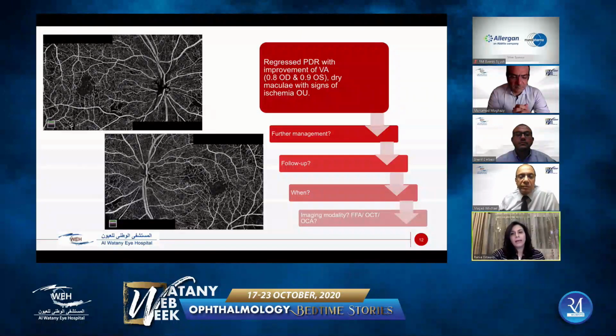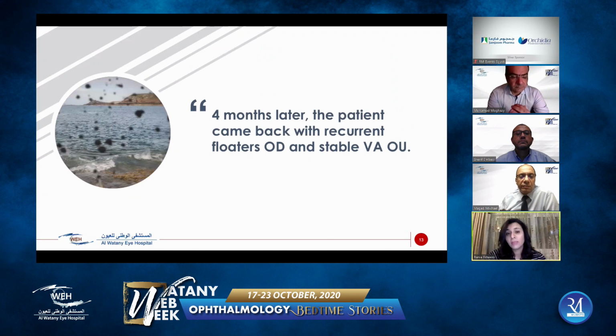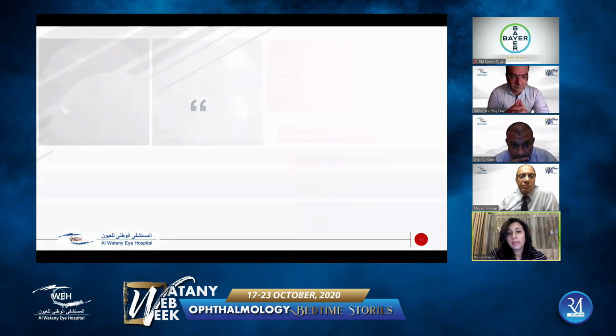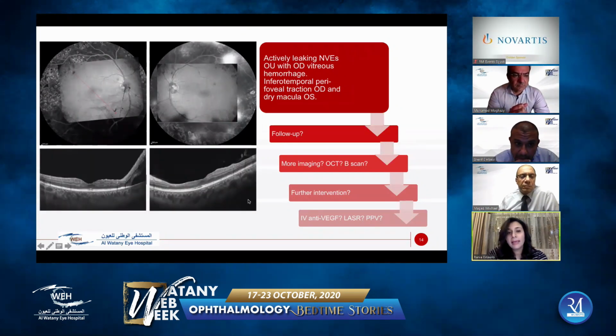Okay. And the patient actually was very happy until he came back 4 months later with recurrent floaters in the right eye, and the vision was stable though. We ordered fluorescein angiography, and here we can see a recurrence of neovascularization in both eyes and dispersed vitreous hemorrhage again in the right eye. However, OCT scanning showed dry macula in the left eye and a shallow neurosensory detachment in the right eye. Would you like to ask for more imaging, Dr.